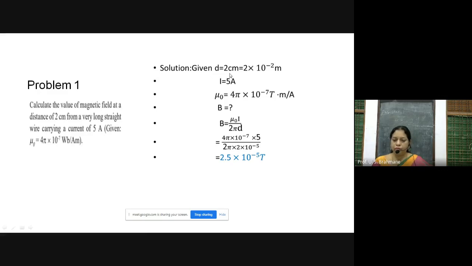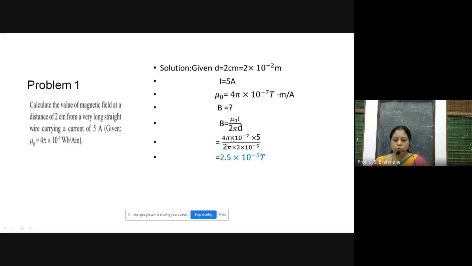First write down given. Distance D is equal to 2 centimeter, that is 2 into 10 raised to minus 2 meter. Current I is equal to 5 ampere, and mu 0 is a constant value, 4 pi into 10 raised to minus 7 Tesla meter per ampere. We have to find the magnetic induction B. So B is equal to, the formula is mu 0 I upon 2 pi D. Now just substitute the values.